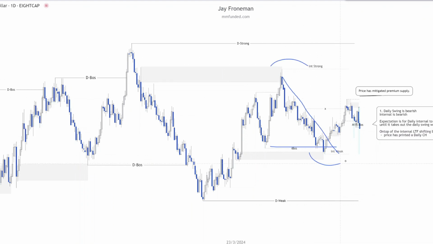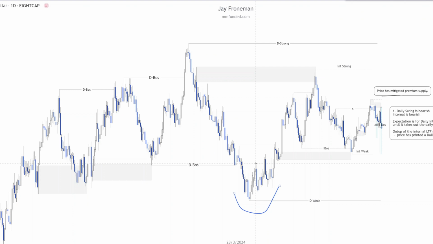New internal strong highs, internal weak lows, which is our 4-hour time frame. Hence why, without even looking at the lower time frame, I already know that shorts on Euro USD is going to be higher probability. But that doesn't mean longs are invalid, and I'll explain to you in the next 5 minutes. So therefore, the eventual anticipation for price will be to continue targeting these daily weak lows.